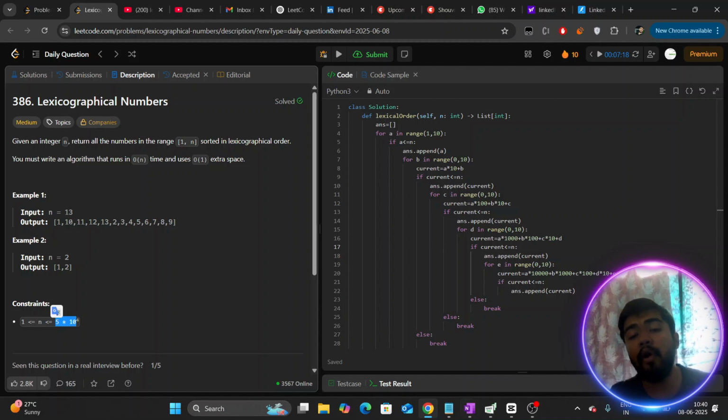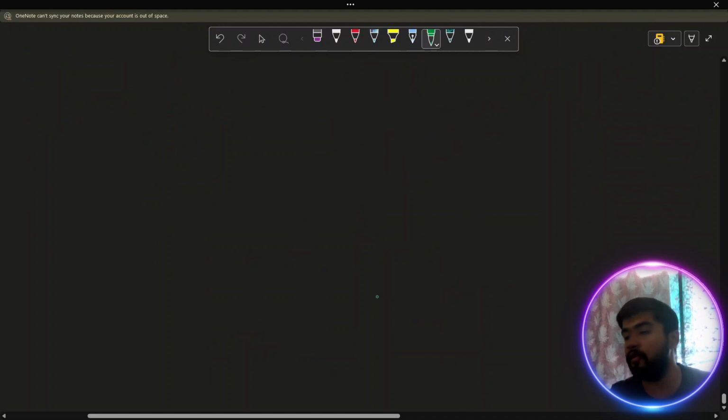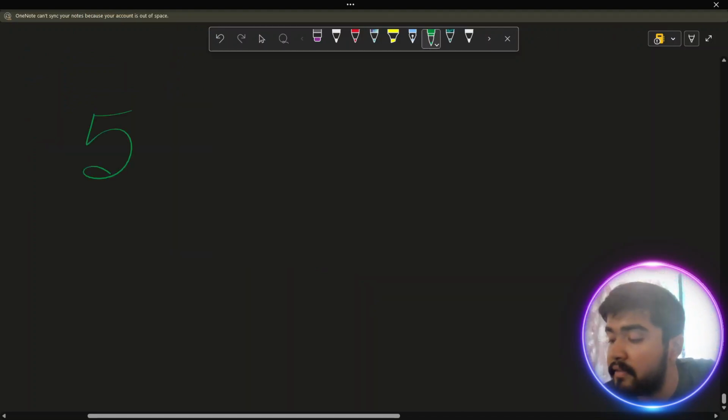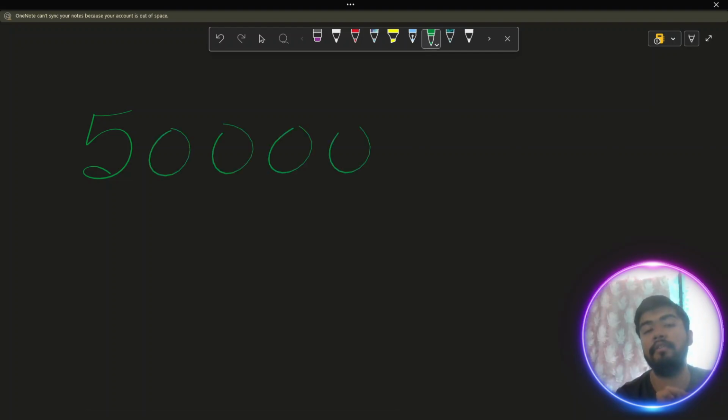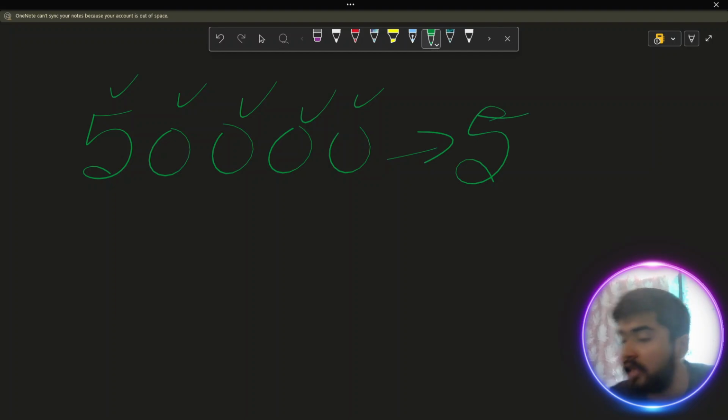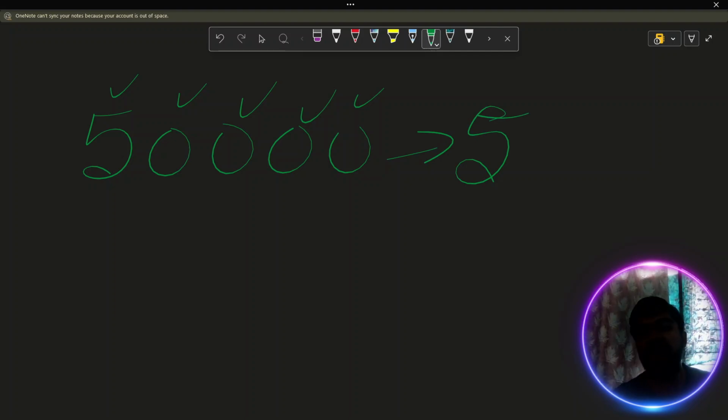How many digits are there in 5 into 10 raised to the power 4? If I write it in the form of 5 into 10 raised to the power 4, after 5 there are 4 zeros. So how many digits? 1, 2, 3, 4, 5. So there are a total of 5 digits for sure.